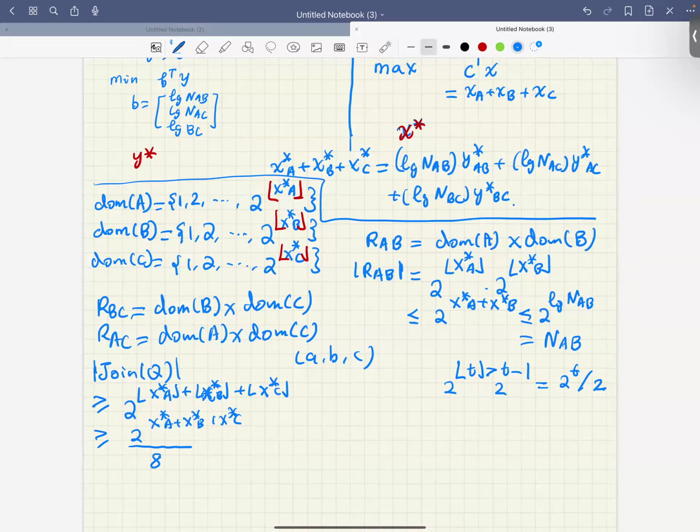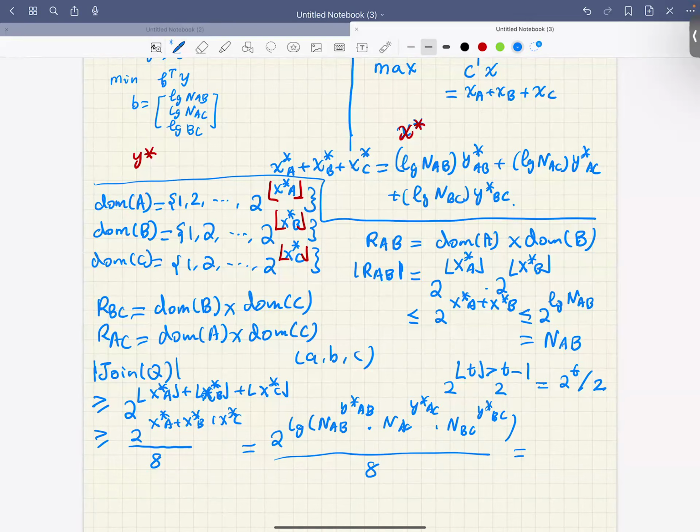Very nice. Now, still remember the heads up message that I gave you? Now this is coming your way. I can use the equation from the strong duality theorem to tell me this is really just the right-hand side of 2 to the power of log of a long expression. Now, what is this expression? Well, let's do it. This is NAB to the power of y star AB, times NAC to the power of y star AC, times NBC to the power of y star BC, divided by 8. Now I believe this is something everybody can see. This is AGM N divided by 8, as desired. All right, thank you very much. This is the end of my seminar.